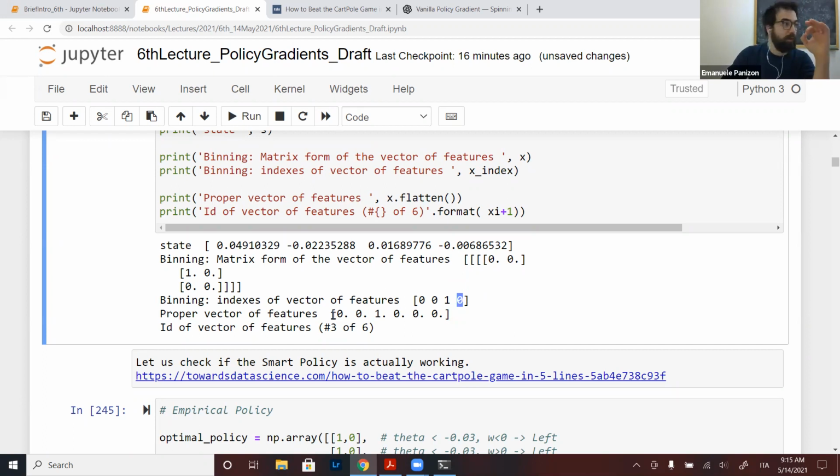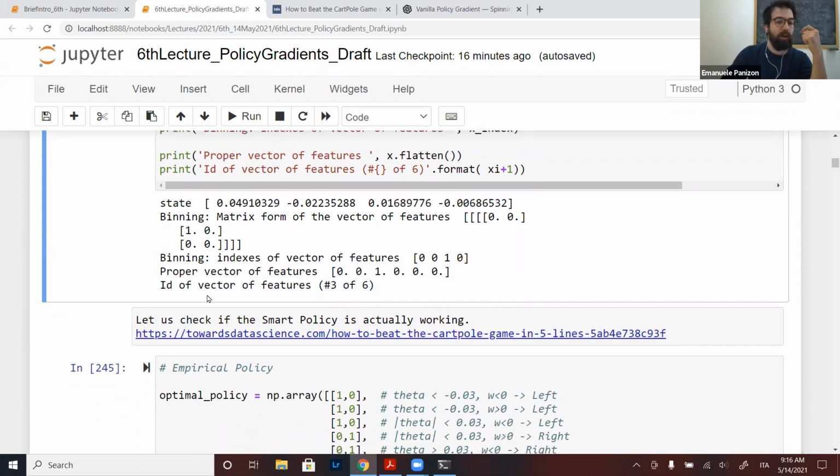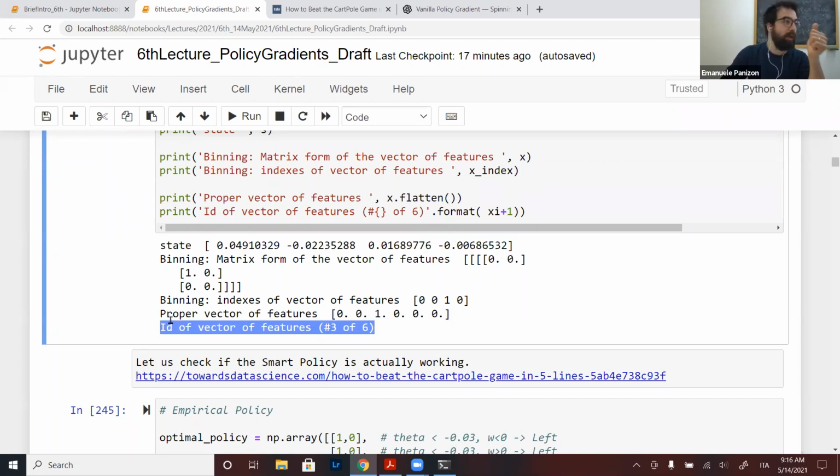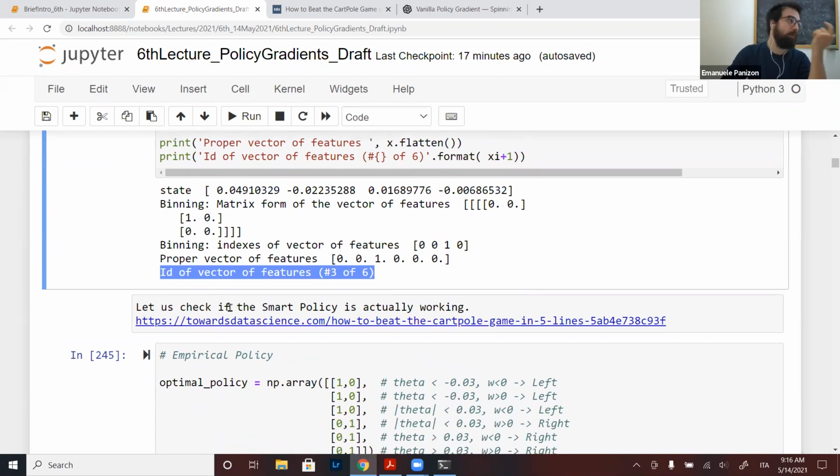So the proper vector of features, what is properly defined in the theory of value approximation, is this: 0, 0, 1, 0, 0, 0, okay? And we will use as an input for the algorithm the ID of this vector of features. So essentially, we're going to use the number, which is the third one. So we're going to use 0, 1, 2, 3, 4, 5. So we are going to use 2. Okay, but it means that at the end we had the state which was 4 real numbers. Now we have just one integer which goes from 0 to 5, or 1 to 6.